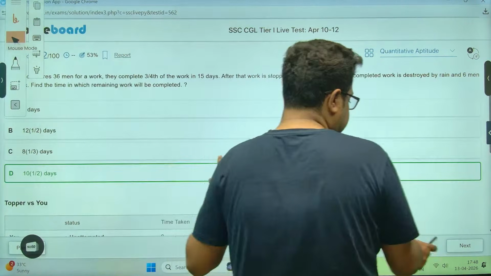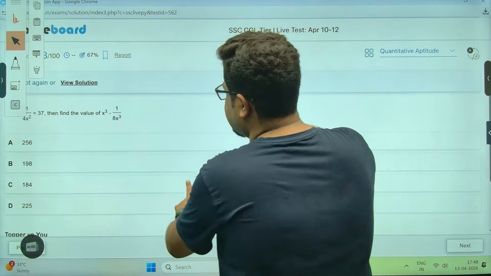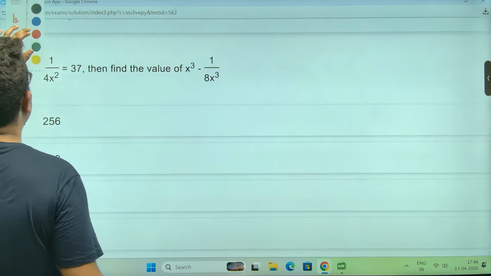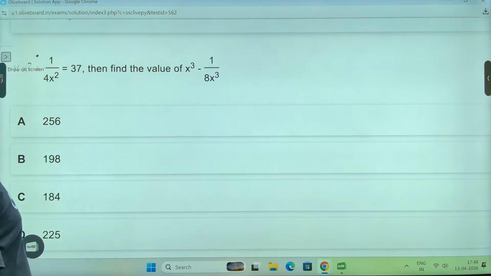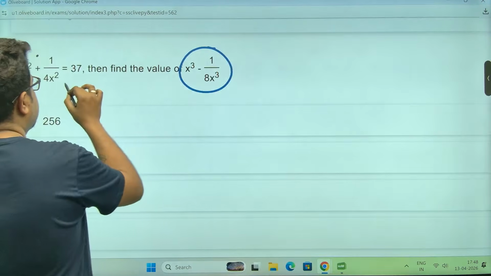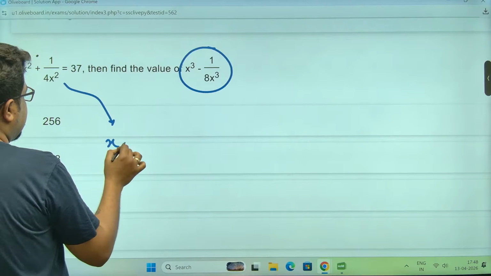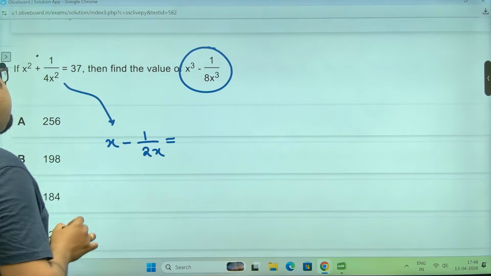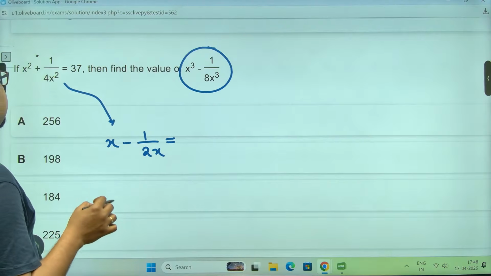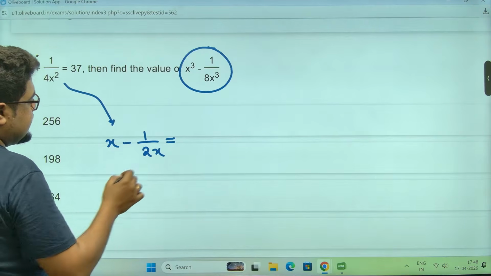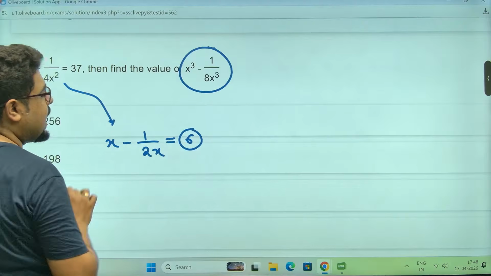Okay. Next one, sir. This one, let's see. X square plus this. I need minus. Acha, that means from here, I need x minus 1 by 2x. So minus I need, meaning this will be 6, sir. Then you'll say, how, sir?